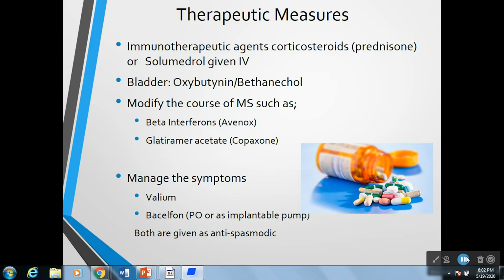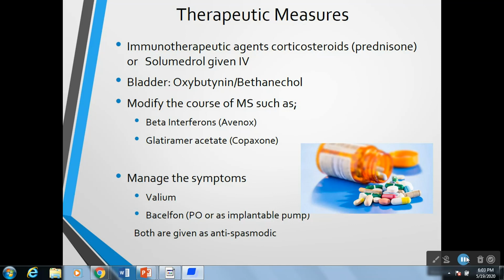Now, glatiramer acetate is also another type that would help modify the course. What glatiramer acetate does is increase the good white blood cells to go stop the bad white blood cells, like the T cells, from attacking the myelin sheath. Other things, for the symptoms, a patient could be on Valium, as well as baclofen for spasms that can be given either PO or as a pump.